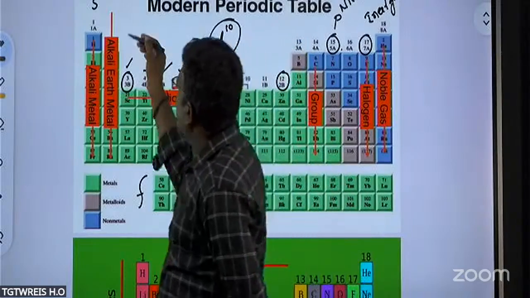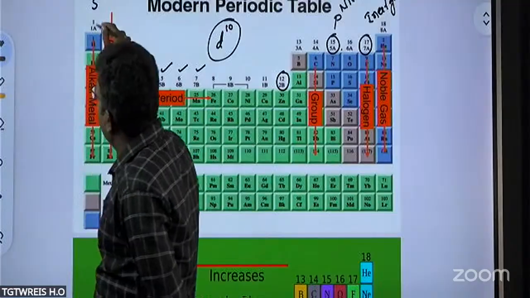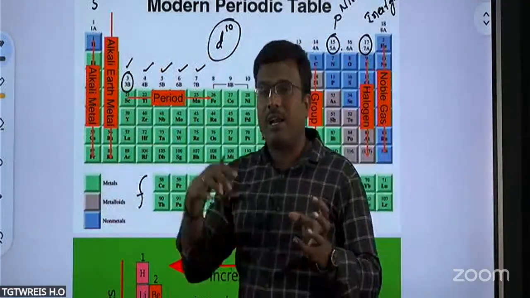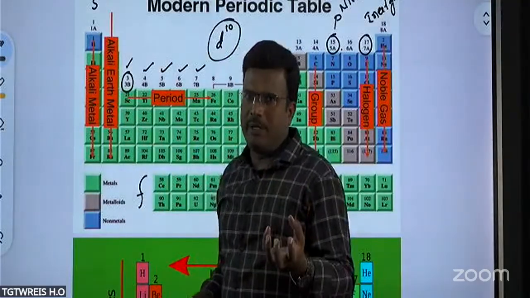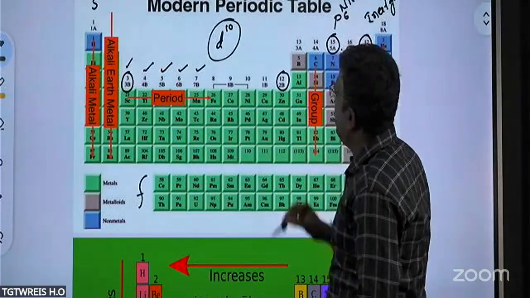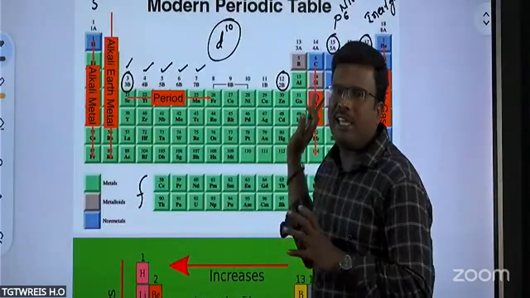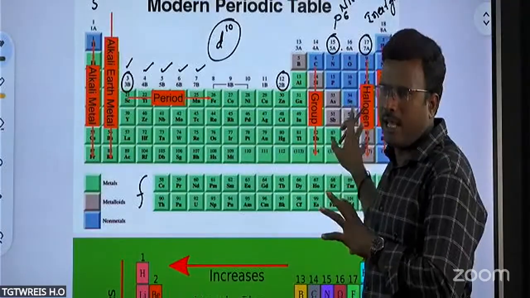In the s orbital the maximum number of electrons is 2, so 2 groups are there: the first A and second A. First A group elements are called alkali metals, and second A group elements are called alkaline earth metals. In the P orbital, a maximum of 6 electrons are filled: third A, fourth A, fifth A, sixth A, seventh A, and the last one is inert gases or noble gases.